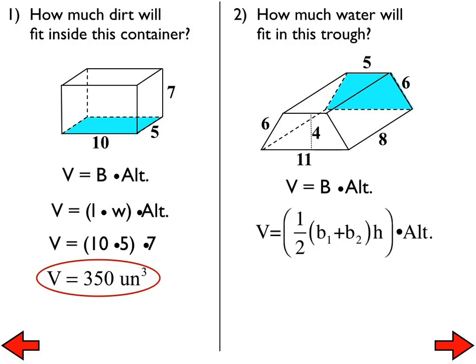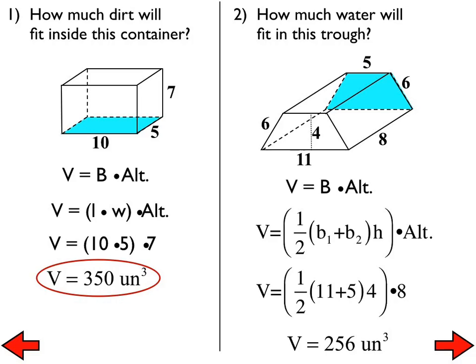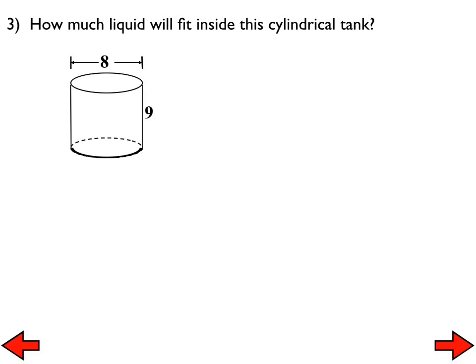So when we put all of that together, we end up with something like this, and we should end up with a volume of 256 cubic units. So 256 cubic units of water will fit inside that trough. Let's continue on. How much liquid will fit inside this cylindrical tank? Everybody try number 3. To find the volume of any prism or cylinder, it's the area of the base shape multiplied by the altitude. So in this case, the area of the circle multiplied by 9, since that is the altitude.